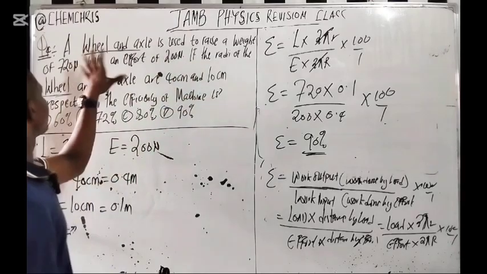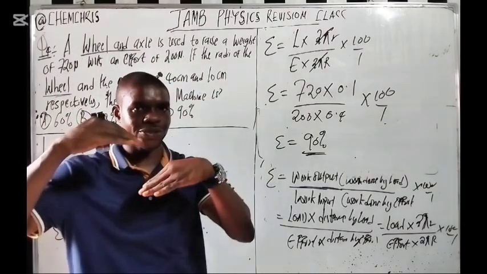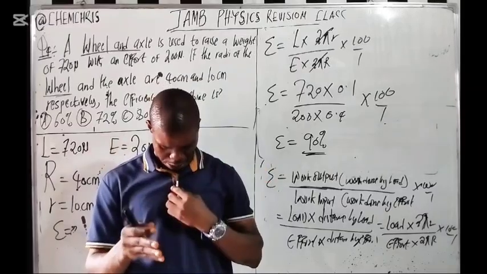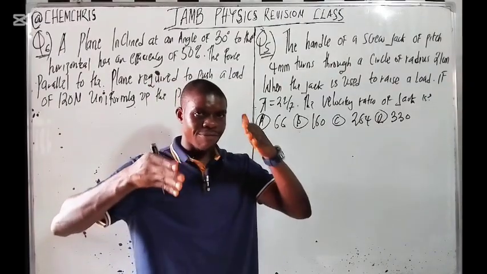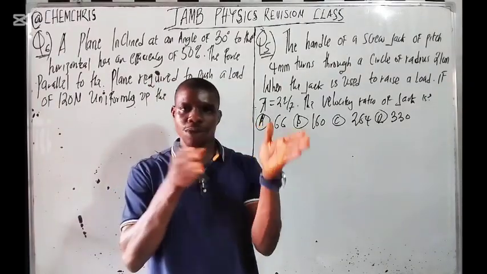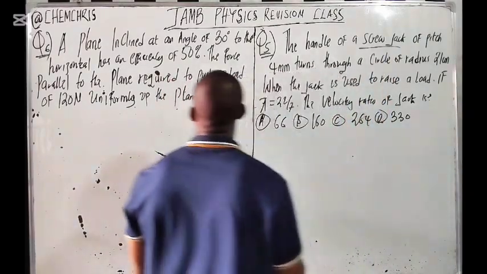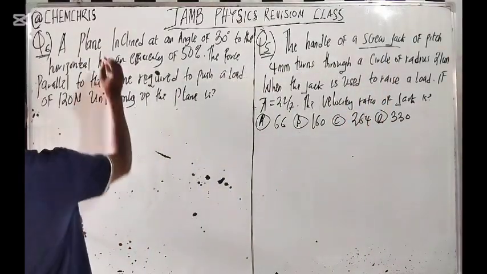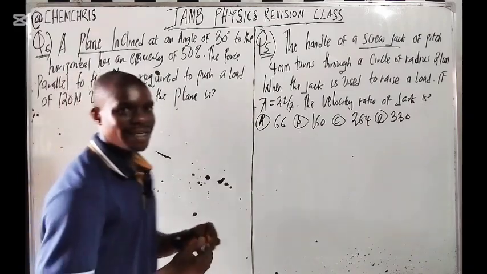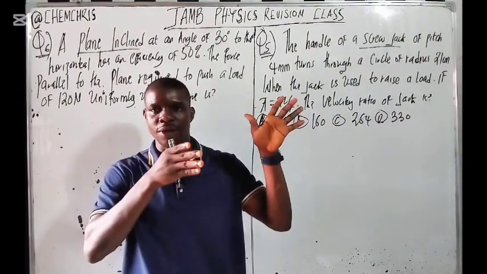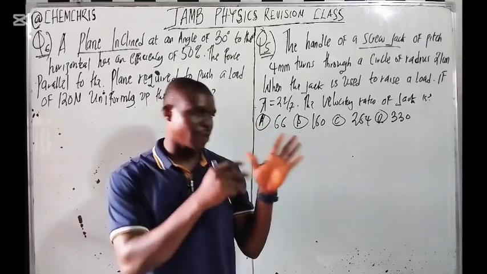So we are done with question 3 and question 4. Let's go to question 5 and 6. Now the question 5 is screw jack, and the question 6 is inclined plane, right? So please pay attention here, because I really want to explain how to solve questions under this one.